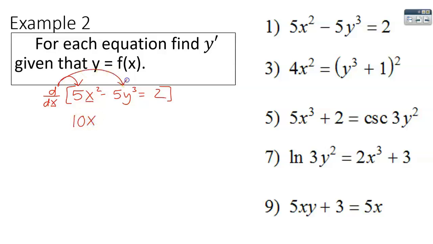Next. Since these don't match, x and y, but y is a function of x, we're going to do the derivative like normal, but we're going to put a y prime next to it. And then finally, we're going to take the derivative of 2, which is 0, just a constant. So that's step 1. Now, steps 2 and 3 are only necessary if you have more than one y prime. But as you guys can see, I only have one y prime there, so it's not necessary to do that. So at this point, what I'm going to do is get the y prime by itself. So the first thing I'm going to do is add this whole expression here to the other side.